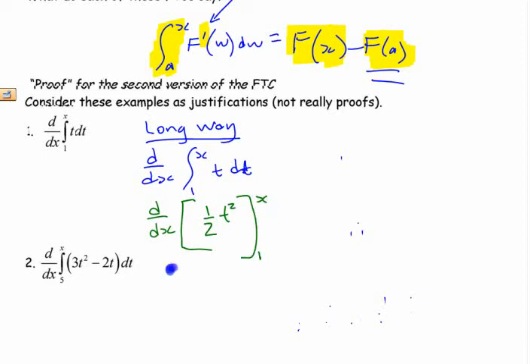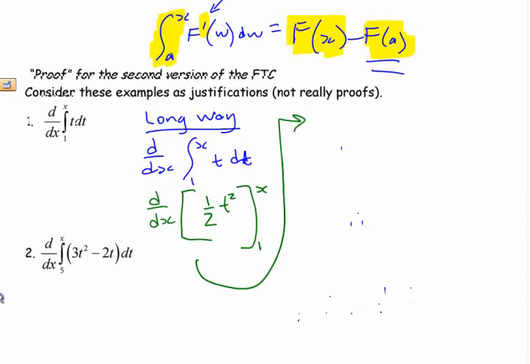I will have to continue this down here, except we'll go up there. I can't, this is in the middle of a page. Can't extend that there. Okay, derivative with respect to x of 1/2 x squared minus 1/2 times 1 squared.